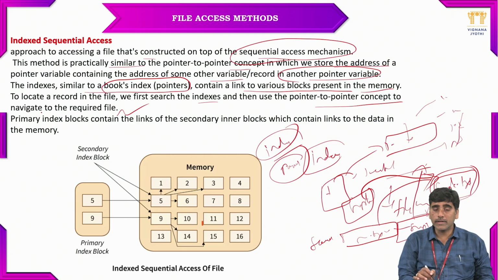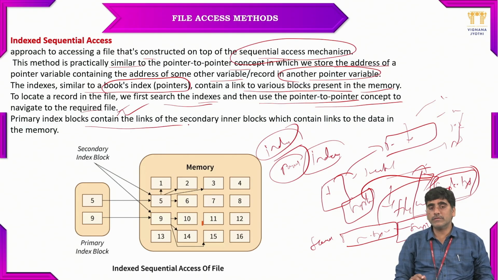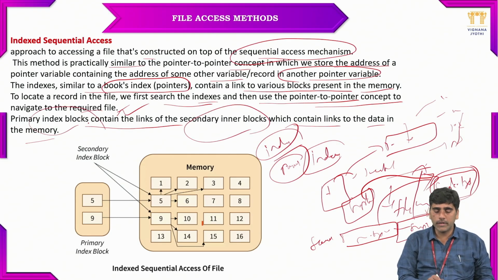Here, to locate a record in the file, we first search the index and then use the pointer to pointer concept to navigate the required file. So the primary index block contains the links of the secondary inner blocks, which contain links to the data in the memory. So we use both primary index blocks as well as secondary blocks, because secondary inner blocks are maintaining pointers, and primary index blocks are containing the indexes. So this is the way we can access.